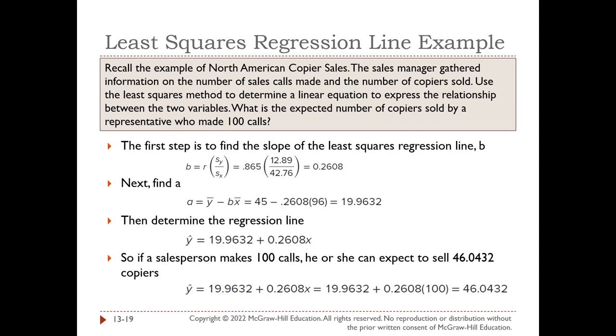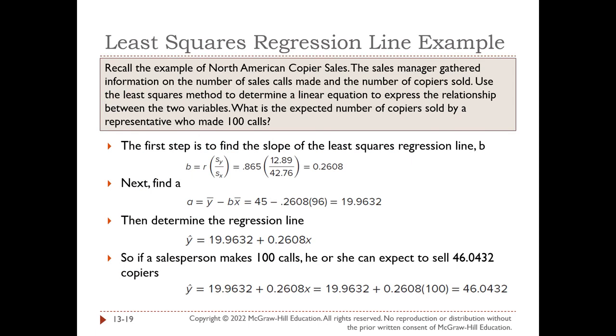So again, they're going to use the copier sales, and the sales manager gathered the information on the number of sales calls made and the number of copiers sold. Use the least squares method to determine a linear equation to express the relationship between the two variables. What is the expected number of copiers sold by a representative who made 100 calls? So the first step is to find the slope of the least squares regression line, B. Now we've already found little r, our correlation coefficient, at 0.865, and we're going to multiply by the standard deviation of y divided by the standard deviation of x.